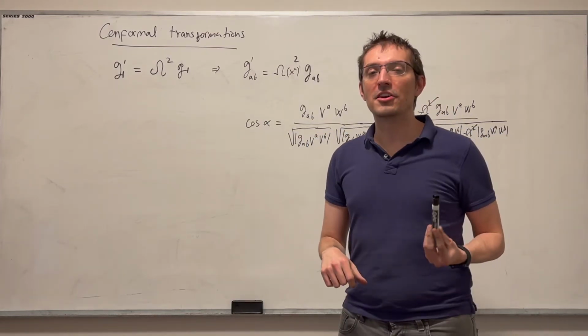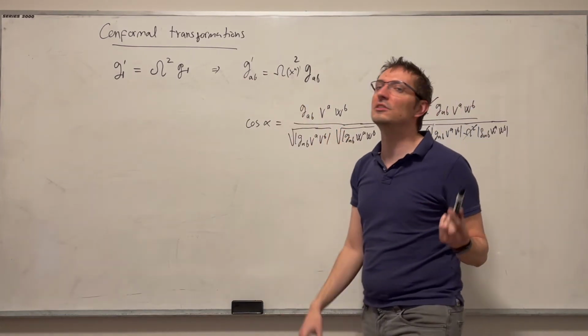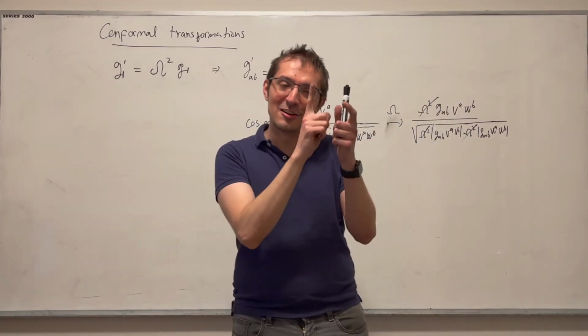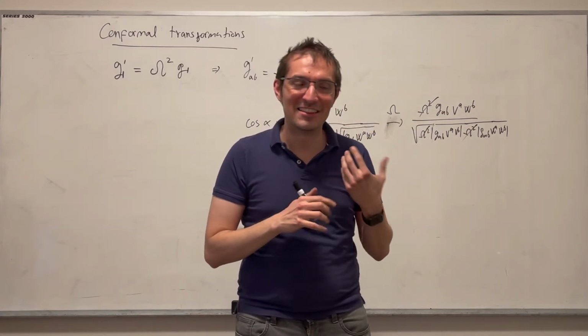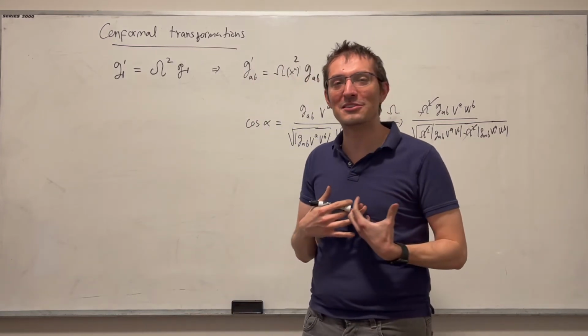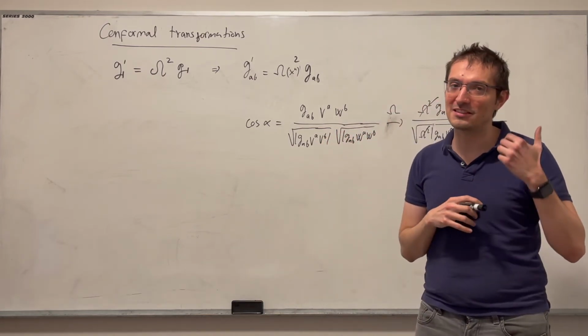So if a curve is time-like with a particular metric, and I conformally transform the metric, the curve will still be time-like. Because the angles are what tell me if something is time-like or space-like or null, and conformal transformations don't change the angle between vectors. Conformal transformations change the norm.